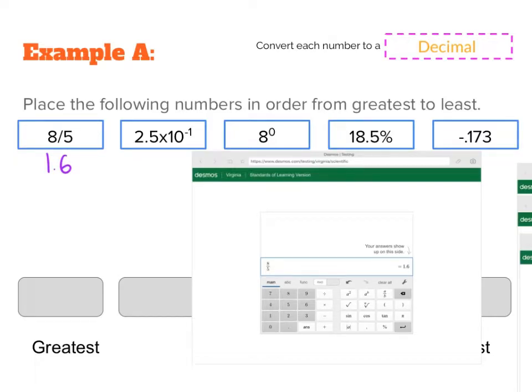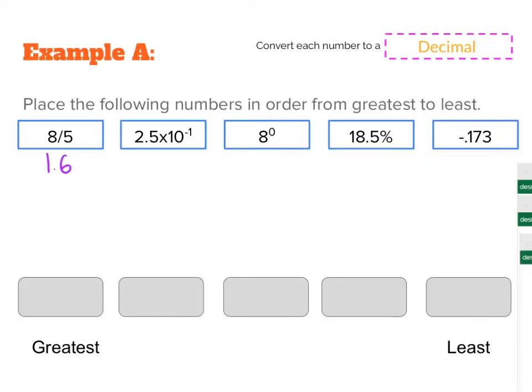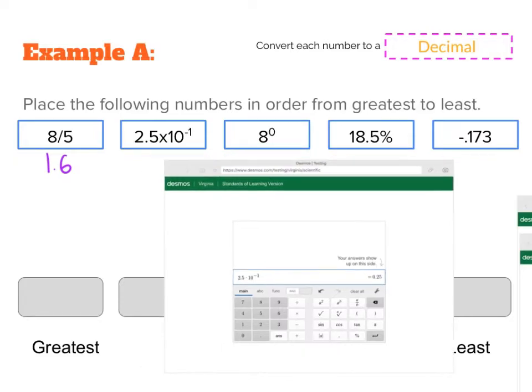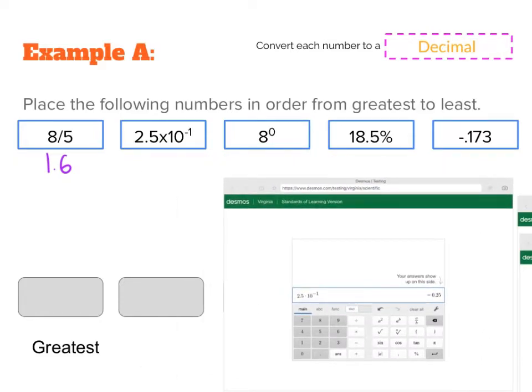Now we've got 2.5 times 10 to the negative first. Again, something we can type straight in our calculator. When we do that, it's going to give us 0.25. So again, our calculator helps us out by immediately moving that to the decimal for us. We can also remember to move our decimal one place to the left because we've got our negative 1, or we can multiply by 100, and that would get us there either way. But since we have our calculator, we're going to use that, so we got 0.25.